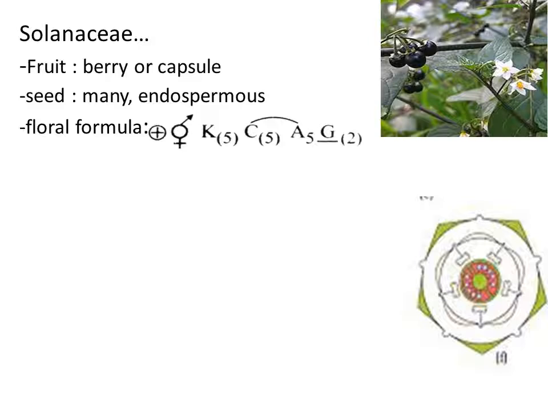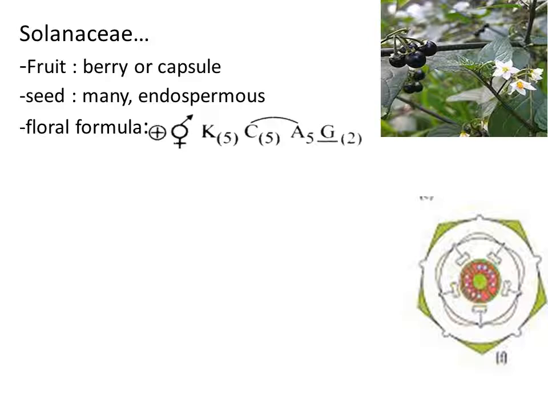And what is the number of sepals? 5 sepals are present and are united. That means gamosepalous. So you have to write 5 just below the K, and you should write the number in bracket. That implies that all the sepals are united, gamosepalous condition.